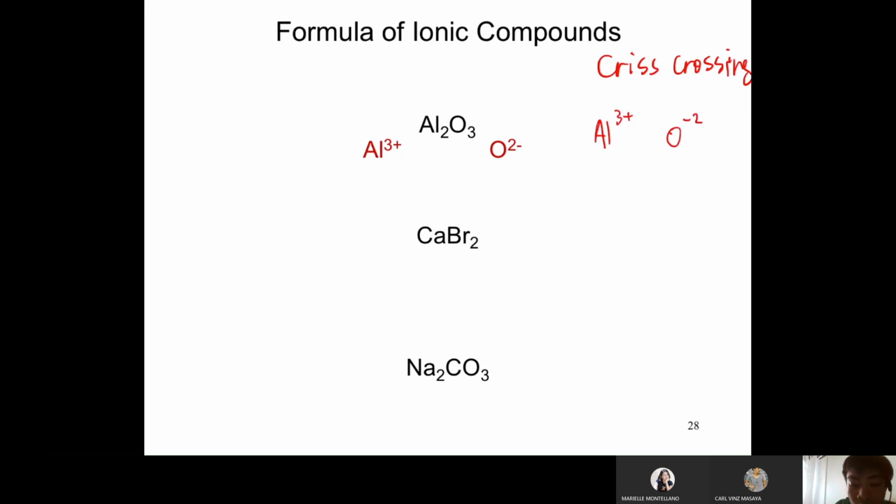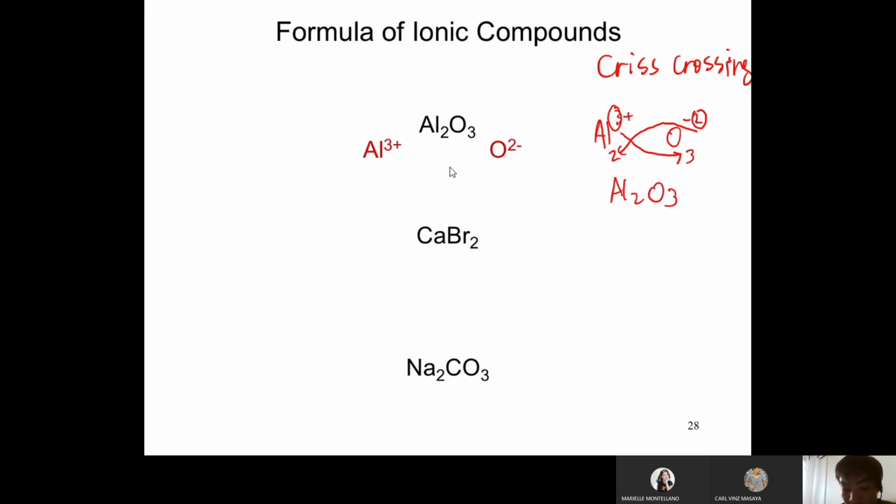Ano gagawin natin dito? Yung number ng charge ng cation, yun yung gagawin nating subscript ng charge ng anion. For example, yung 3, lalagyan natin sa baba ni oxygen. So, magiging subscript siya ni oxygen. Itong 2, lalagyan natin sa baba ni aluminum. So, yun yung magiging subscript ni aluminum. So, hence the formula for ionic compound that is composed of aluminum and oxygen ion ay Al2O3. So, yan yung crisscrossing natin. Okay. So, tama yung formula natin.